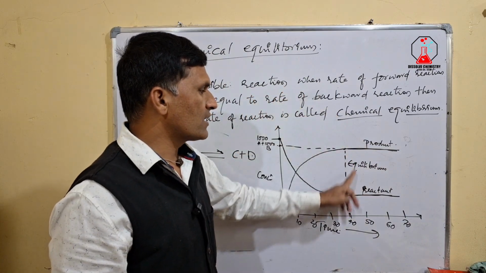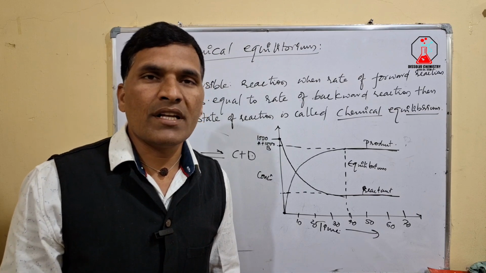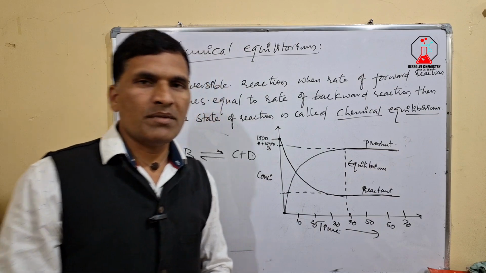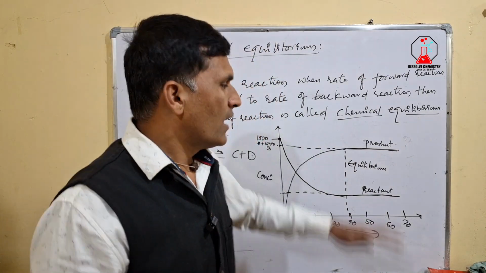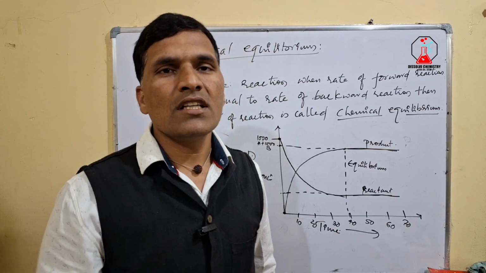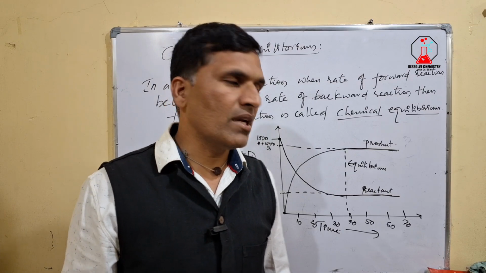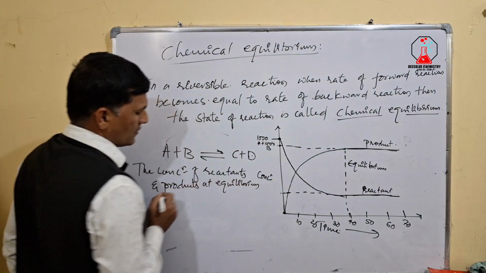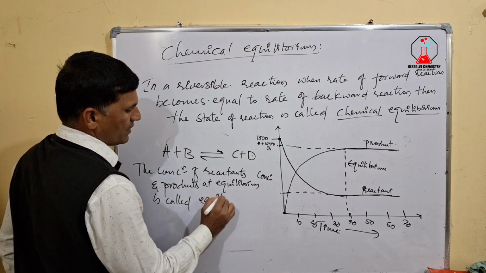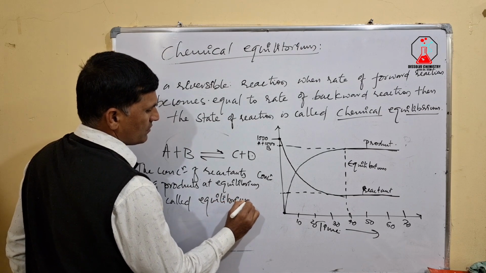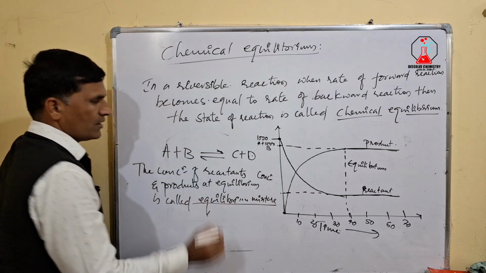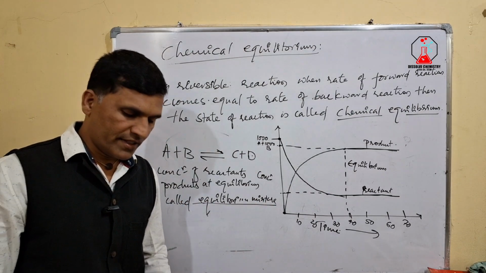So then what happens? Your reaction is said to be at equilibrium, and after that time, there is no net change in the concentration of the reactants and products observed, and that concentration of the reactants and products at equilibrium, we call as what? Equilibrium mixture. Okay, remember that one. It is called equilibrium mixture. Okay, so that is referred to as what? Equilibrium mixture. You should remember these points.